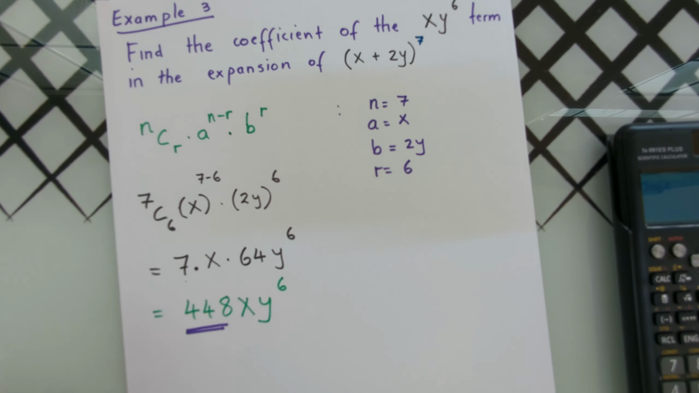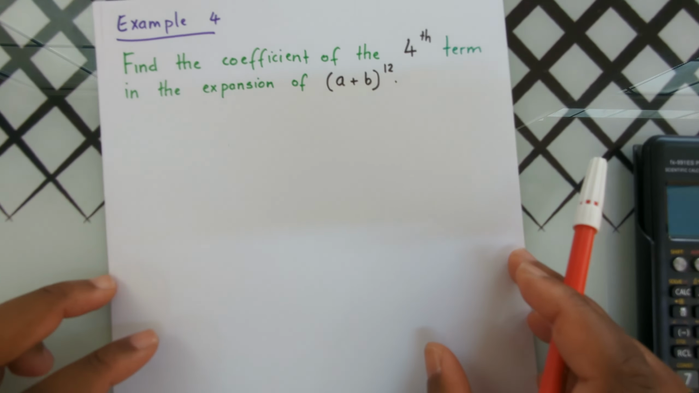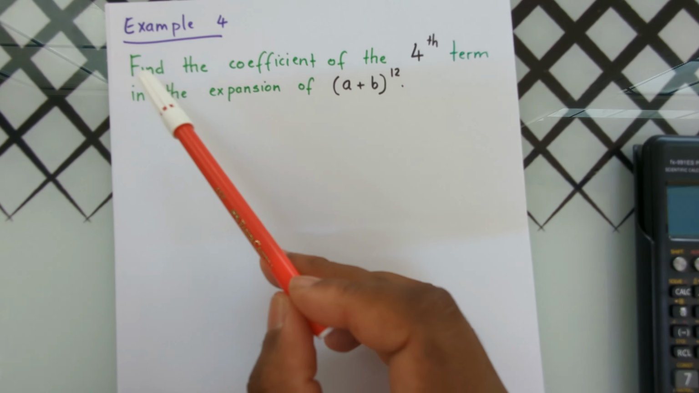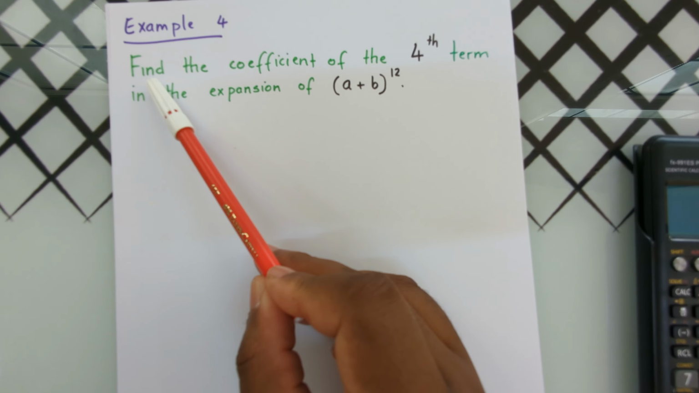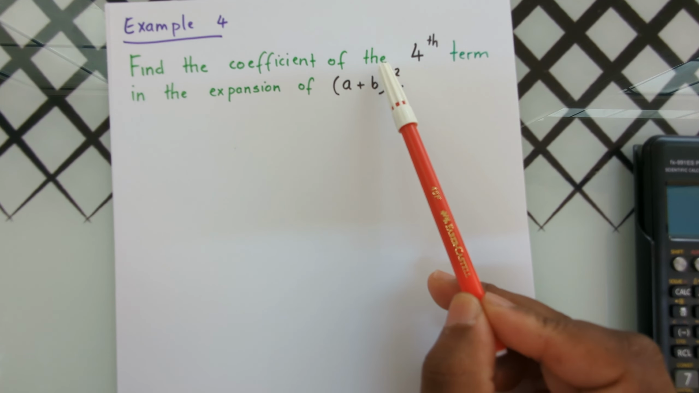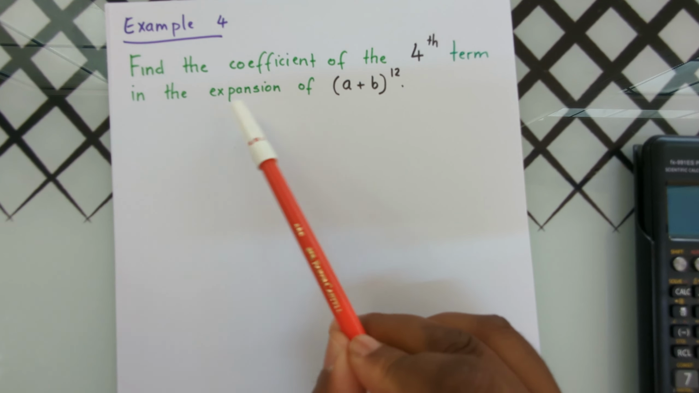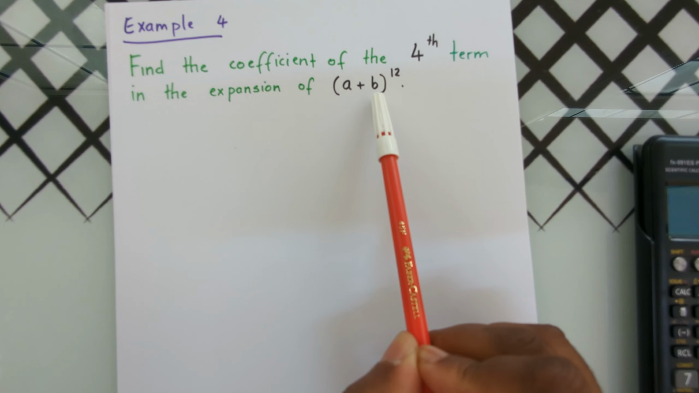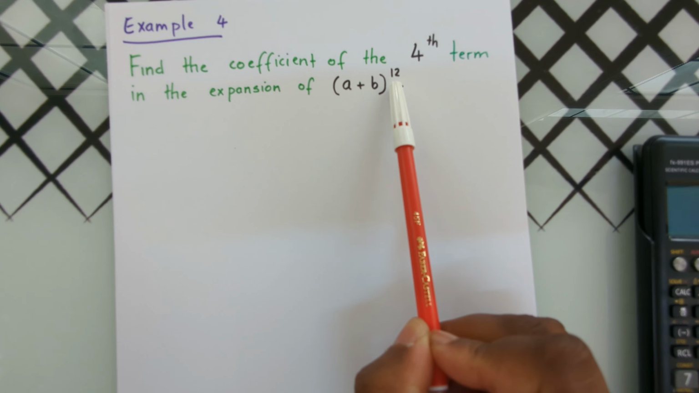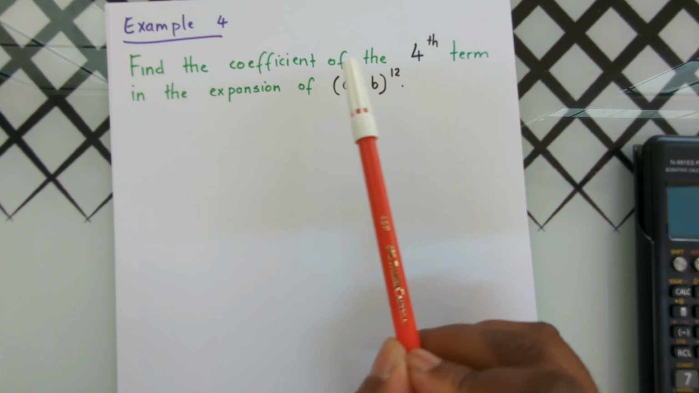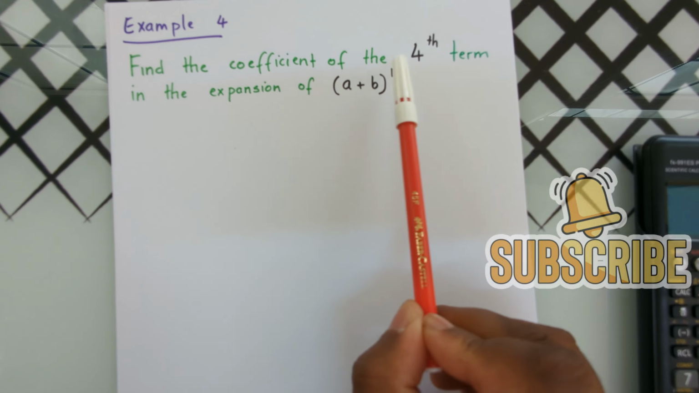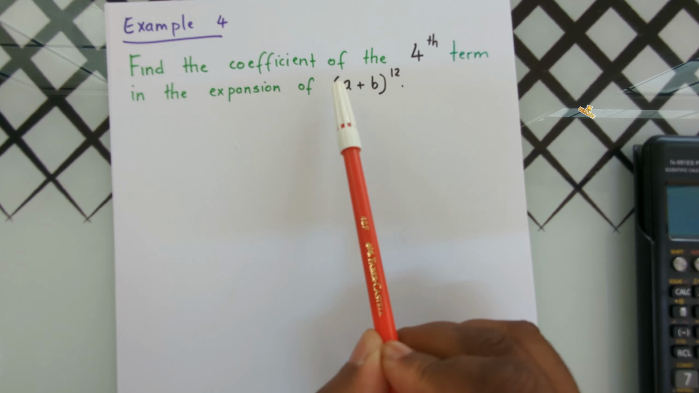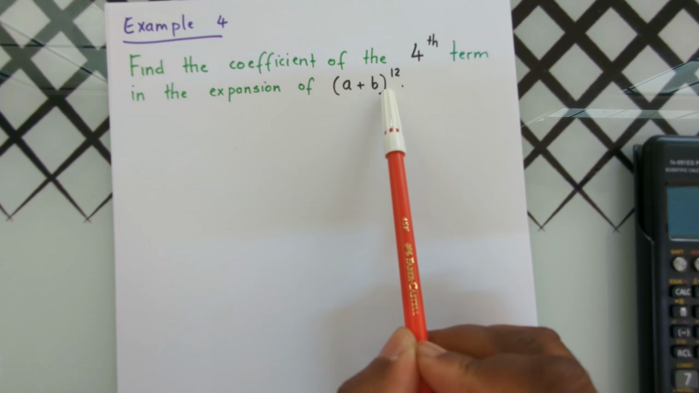So this is our answer to example number 3. Let's move on to example number 4, in which we are given a question which says find the coefficient of the fourth term in the expansion of a plus b to the power of 12. So in this case, they want us to find the coefficient of the fourth term in the expansion of a plus b to the power of 12.